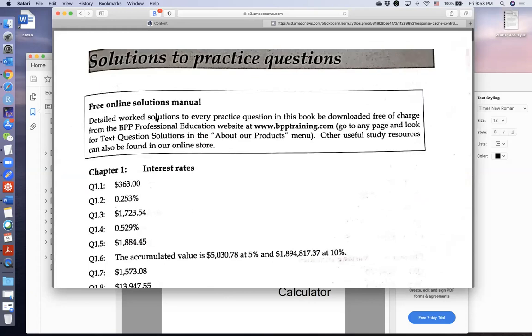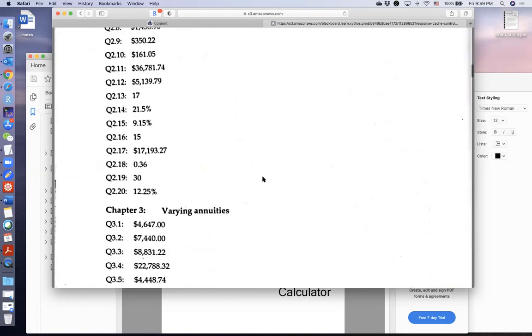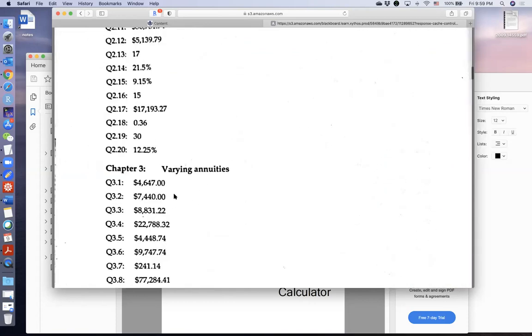I'm not sure whether you can get the solution menu. It says here the solution menus are actually free. You can download from here. So if you can download the full version, that's better. If not, at least once you finish each question, you can compare your result with those here to figure out whether you get everything correct or not. That is the first thing.